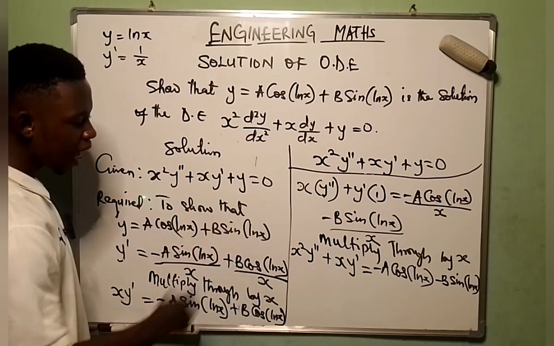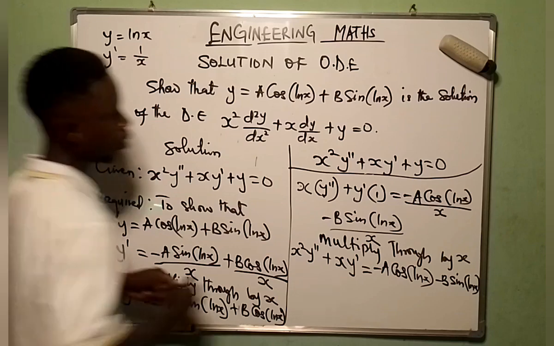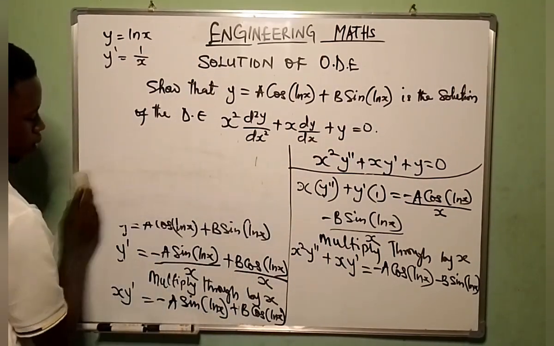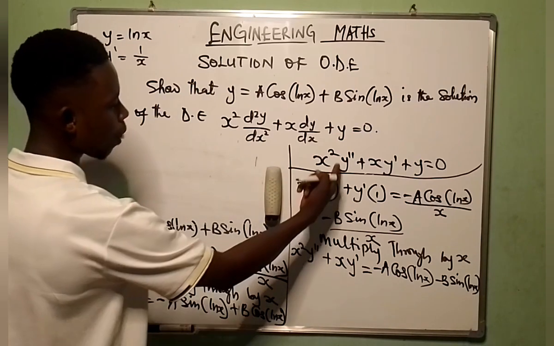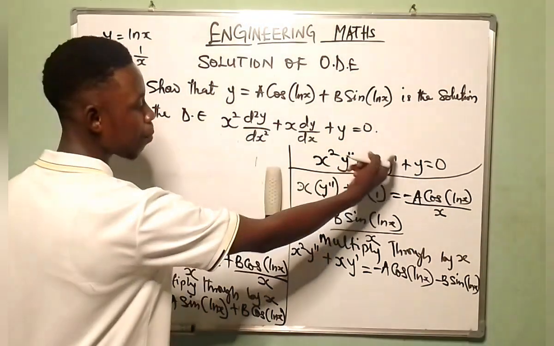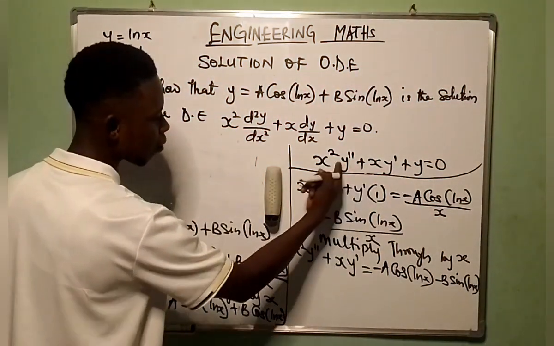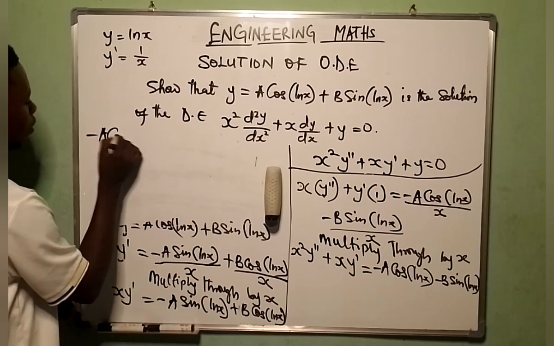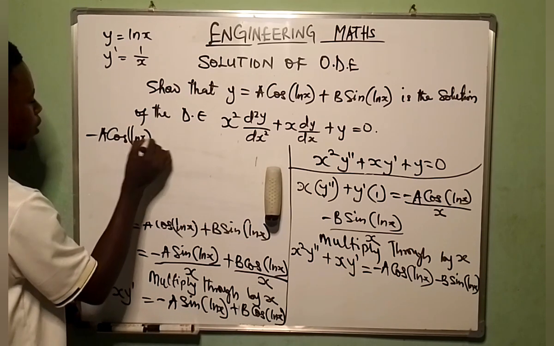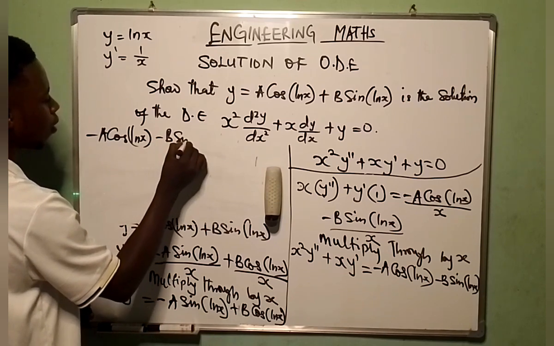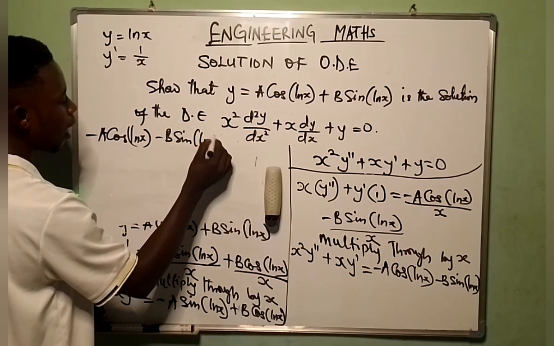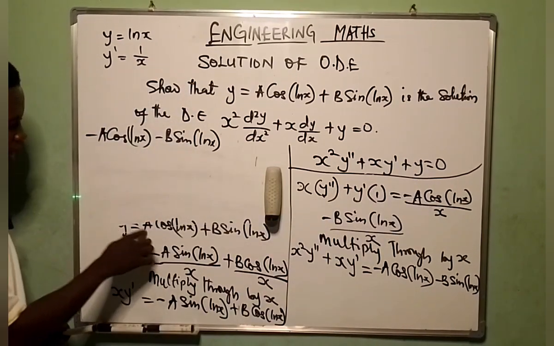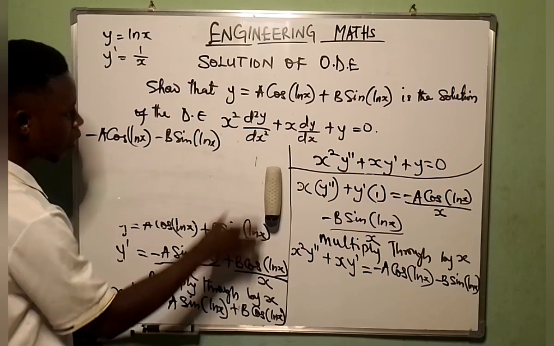So for us to achieve that, we have x square y prime prime plus xy prime plus y. So we already have this as this, which we have here. We now have minus a cos ln x minus b sin ln x plus y. Now this is our y. Our y is a cos ln x plus b sin ln x. If I'm not seeing it very well, this is our y.